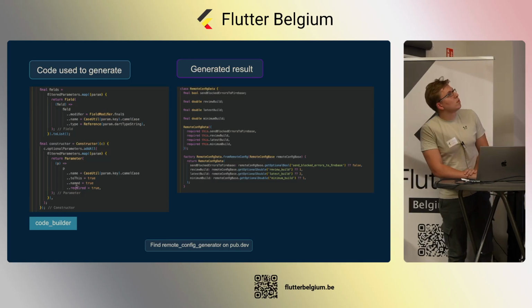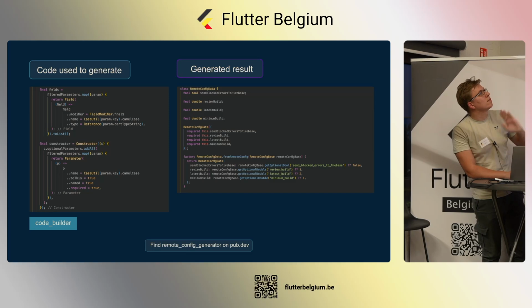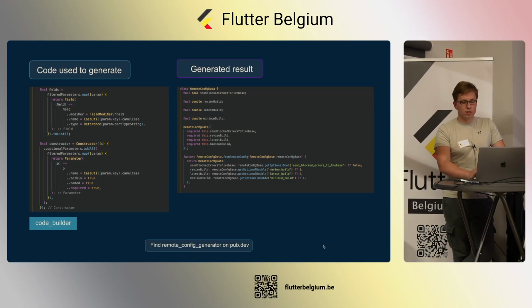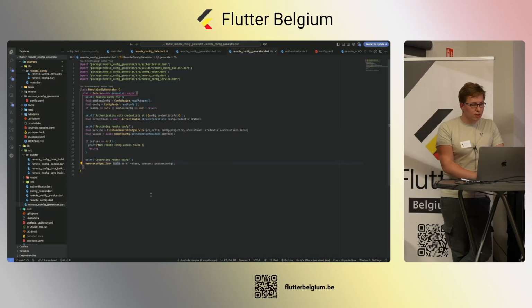So this is just a small snippet of, again, the code builder package. We just add the fields and the constructor, and then on the right is what you get. So this is all automatically generated based on what I inputted in the Firebase console. Also, this I can show real quick.